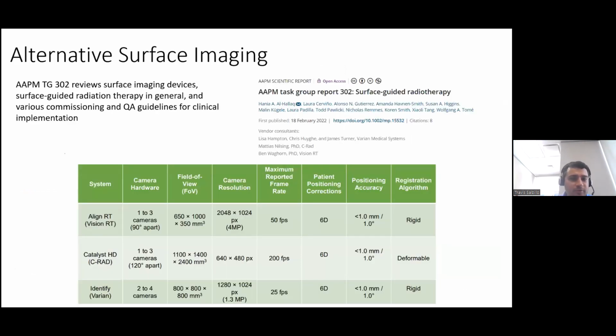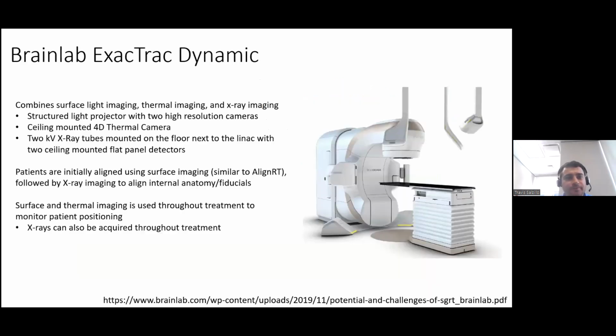As I said, there's alternative surface imaging. So again, Vision RT or Align RT are the two big ones, or the main company that we use. But there are a few other ones like CRAD or Identify that Varian uses that is also useful for surface guided radiotherapy. It's a really hot field right now. There's a recent task group that got released last year talking about how you actually utilize these in the clinic. So if this is something you're interested in, I highly recommend this task group report.